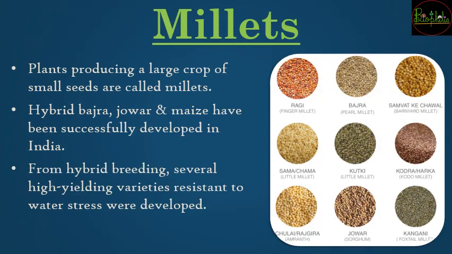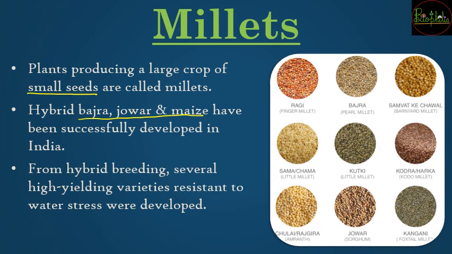Last, about here we are going to see that is about millets. So millets are nothing but going to be the plants which are going to produce small seeds. So small seeds, yeah, millets ke jo examples honge you can call it as ragi, bajra, yeah you can have jowar. All these are nothing but the examples of millets that you are easily going to know. So hybrid bajra, jowar or maize had been developed in India and because of this there was a lot of production increase because of the hybrid varieties.